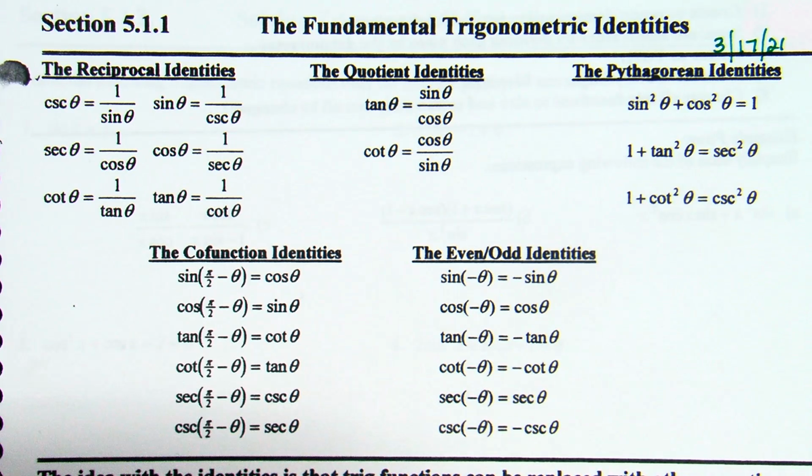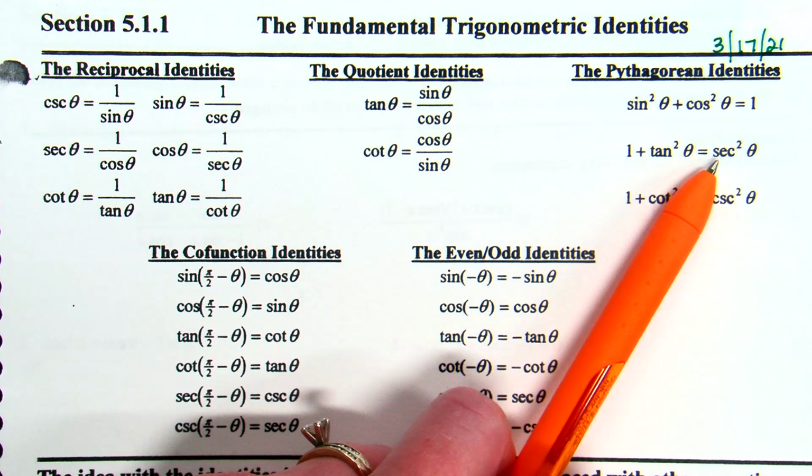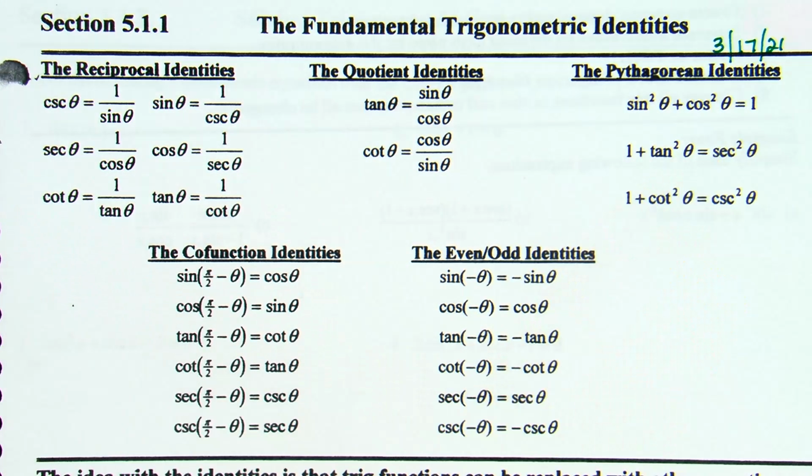Pythagorean identities. Okay. Pythagorean identities, there are 3 of them. You'll want to become very familiar with these. We will use them quite a bit. But sine squared of theta plus cosine squared of theta always equals 1. 1 plus tangent squared of theta equals secant squared of theta. And 1 plus cotangent squared of theta equals cosecant squared of theta. Again, there's really not a whole lot I can explain until we start doing some examples, and you'll see where they come into play. Okay?